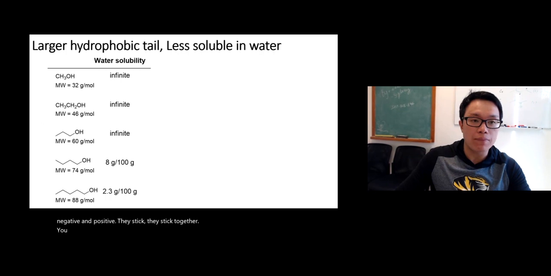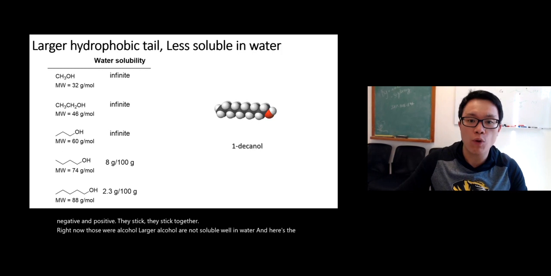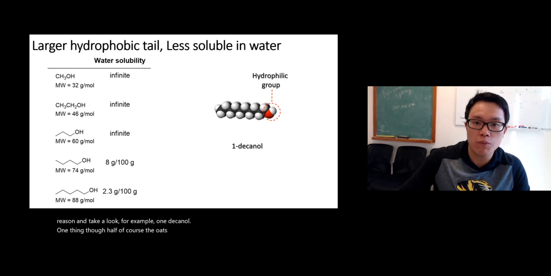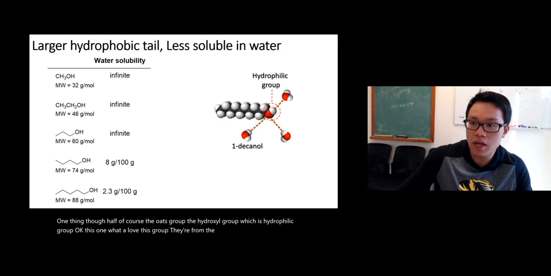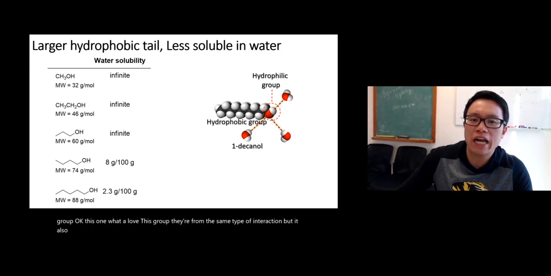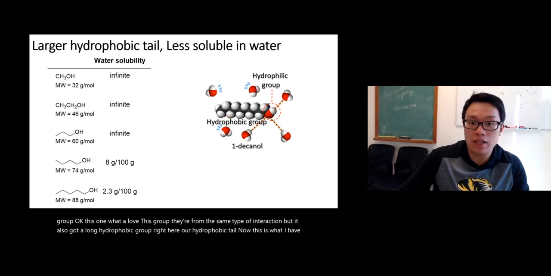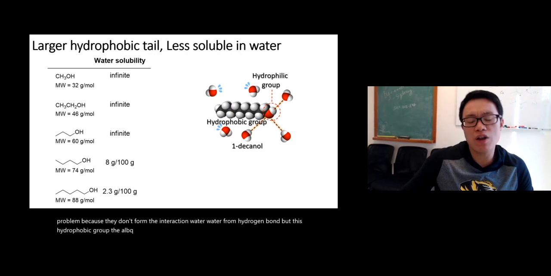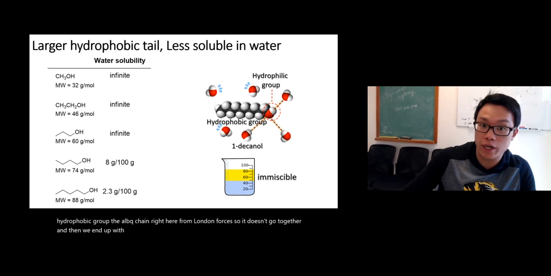Now, larger alcohols are not soluble well in water, and here's the reason. Take a look, for example, at 1-decanol. 1-decanol has, of course, the OH group, the hydroxyl group, which is a hydrophilic group. Water loves this group. They form the same type of interaction, but it also has a long hydrophobic group right here, our hydrophobic tail. Water has a problem because they don't form the interaction. Water wants to form hydrogen bonds, but this hydrophobic group, the alkyl chain right here, wants to form London forces. So it doesn't go together, and then we end up with 2 immiscible liquids.